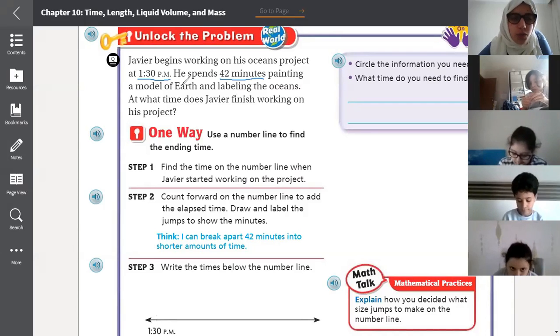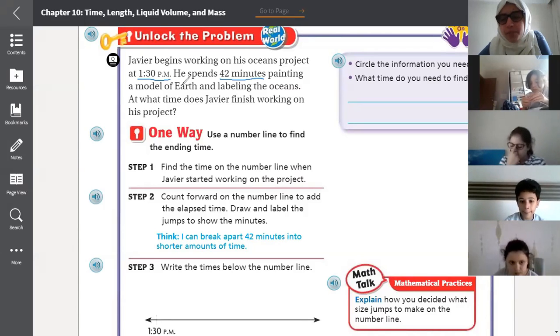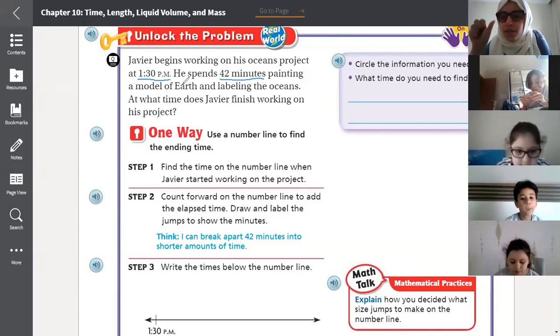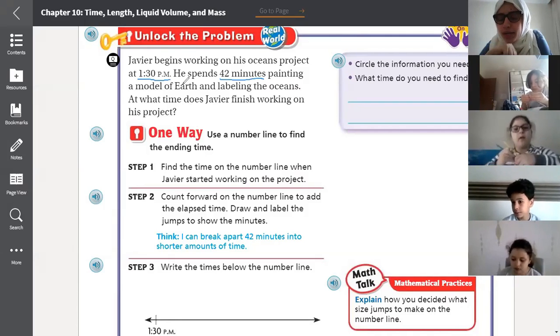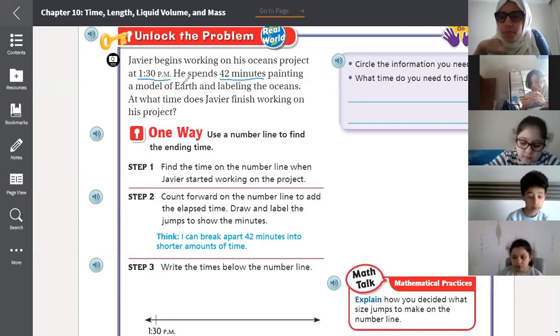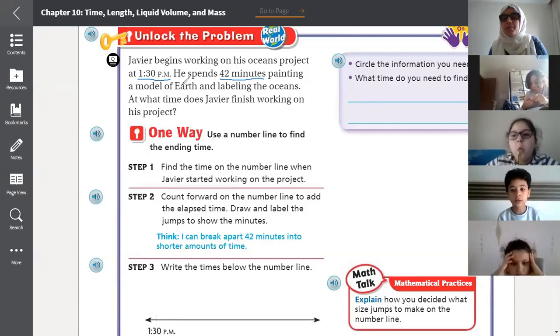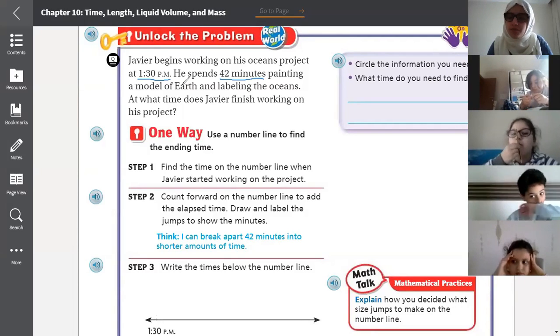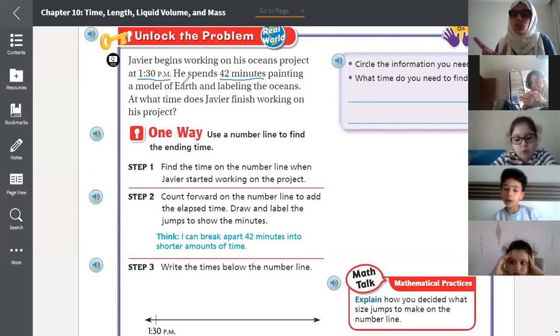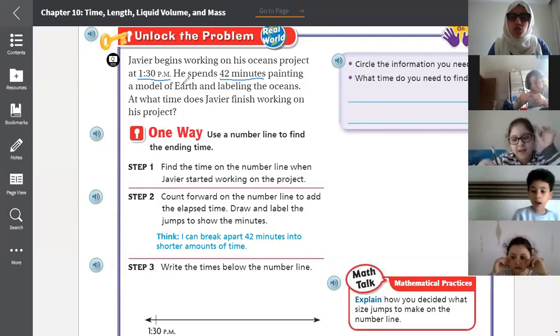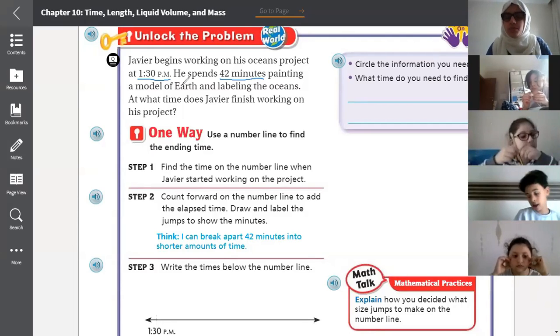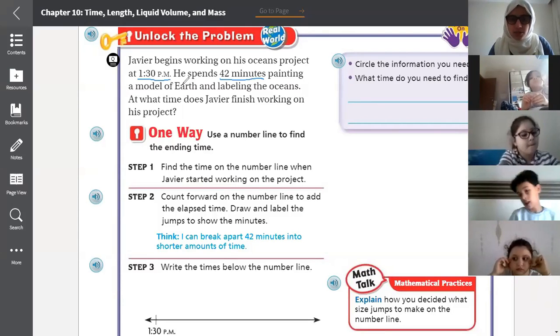So if you guys remember, in elapsed time, they give us the start of an activity. So for example, if an activity starts 30 minutes after 1, and they give us the end time of an activity, so for example, 40 minutes after 1. For time intervals, it's a little bit different because they're giving us the start time of the activity and they're telling us how long the activity lasted. So we're supposed to find the end time in this lesson.